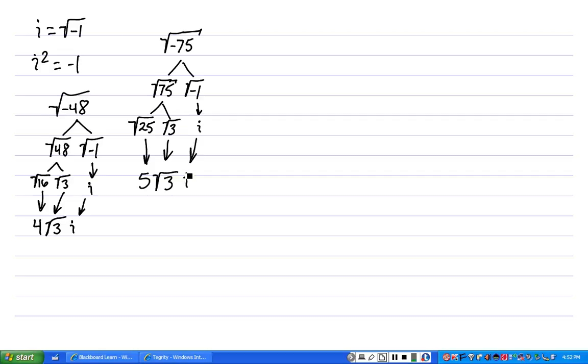Notice when I put my i on my answer, I write it on the end. It is not under the radical. It is not under the square root sign. It's outside of the square root sign. It's important that you understand that. The i stays outside the square root sign.